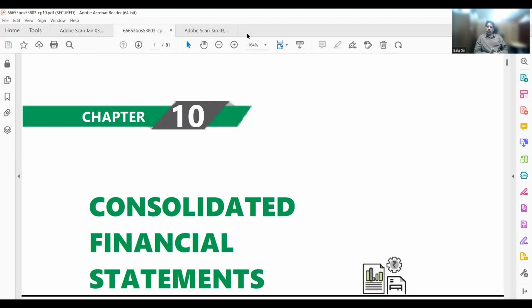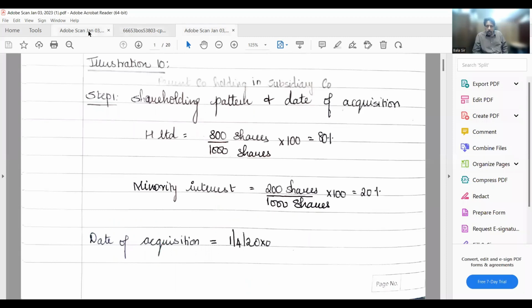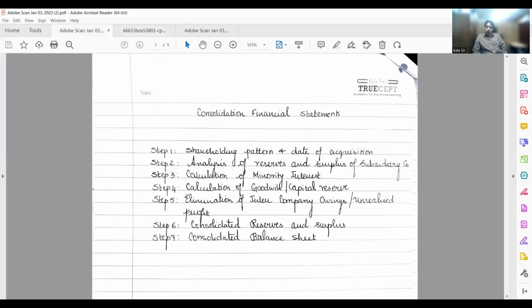You have to follow these steps. So these are the steps you're going to follow. There are 6 steps before you can prepare a balance sheet of the holding company and its subsidiary, that is, the group, also known as a consolidated balance sheet.